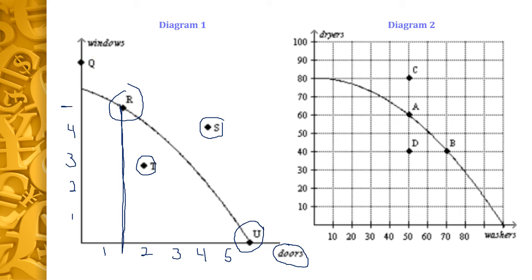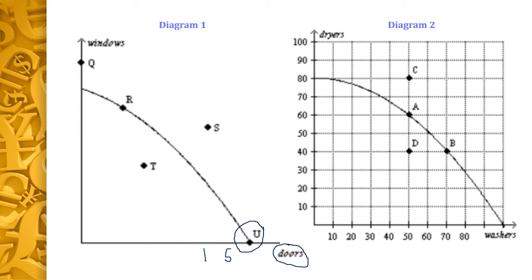Now, the other thing they could ask you in these types of questions is, what is happening that could move something from the letter U to the letter R? And in that case, there's some sort of change in policy. There could be a change in resources that are available, but there's been some sort of change as far as decisions of what that society will make.